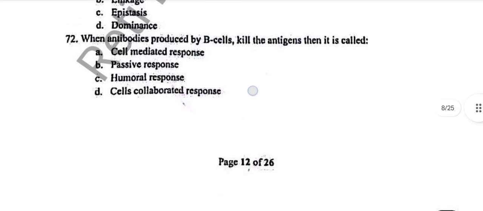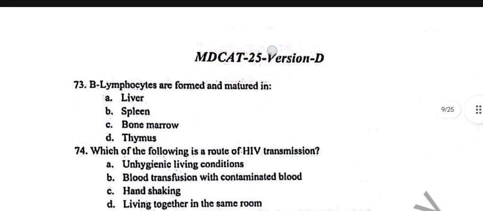Question number 73 from MDCAT 2025 version D conducted by SIBA testing services for Sindh province. Question number 73. B lymphocytes are formed and matured in A. Liver, B. Spleen, C. Bone marrow, D. Thymus. And the correct option is C. Bone marrow.